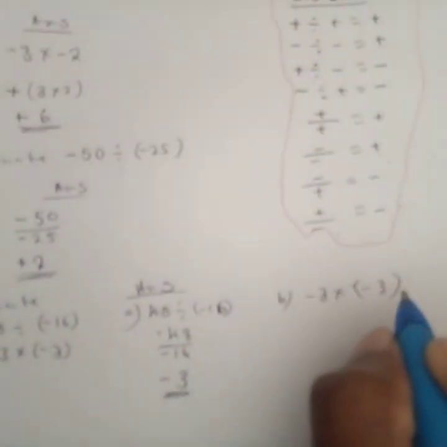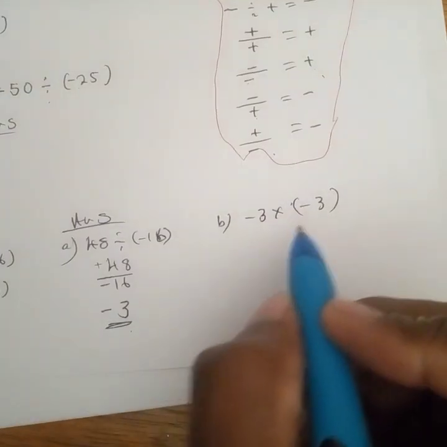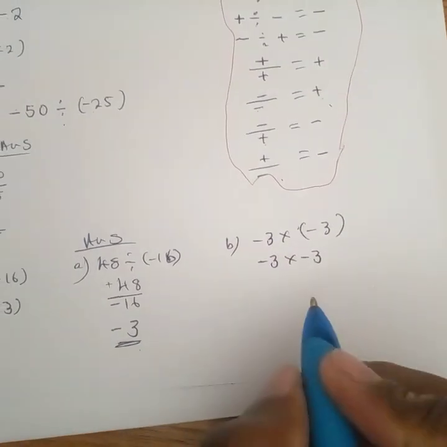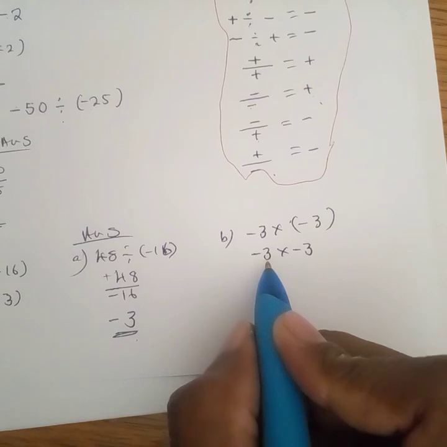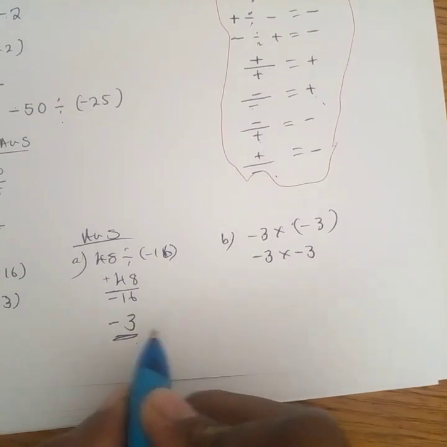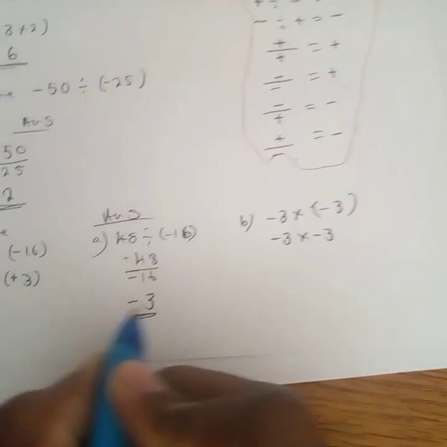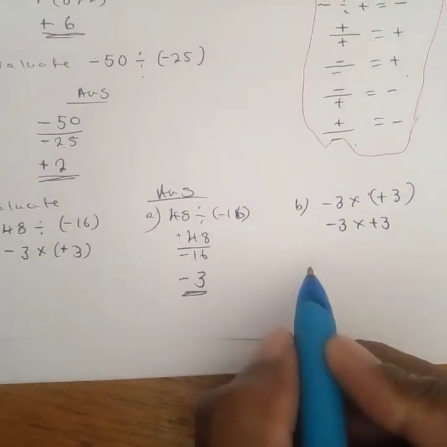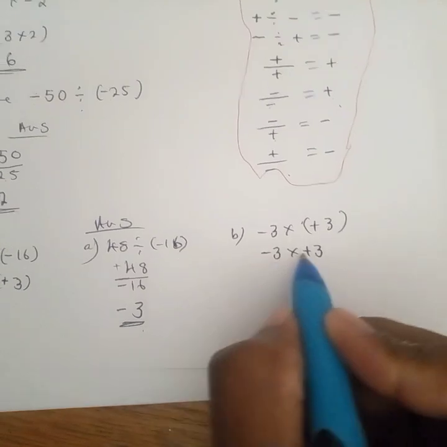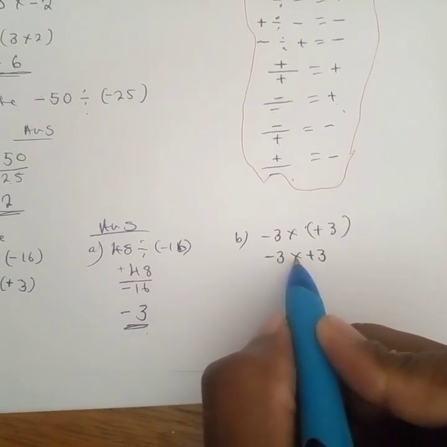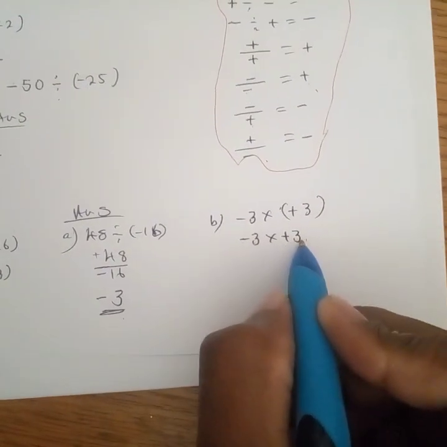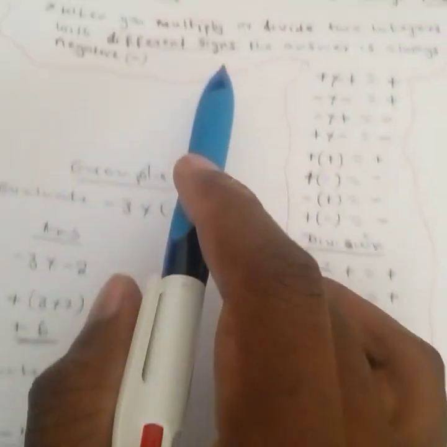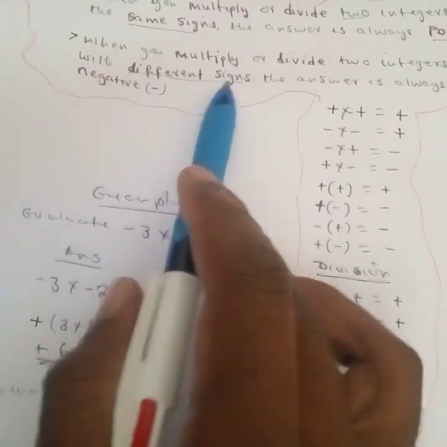What you need to do first here is to get rid of the brackets by simply saying negative 3 times negative 3. Hence, now the signs, okay, I was supposed to put positive 3, so the signs should be different, like this. When you look at this, the signs are different. There's negative 3 times positive 3. If the signs are different, what happens? We know that the answer should always be negative when the signs are different.